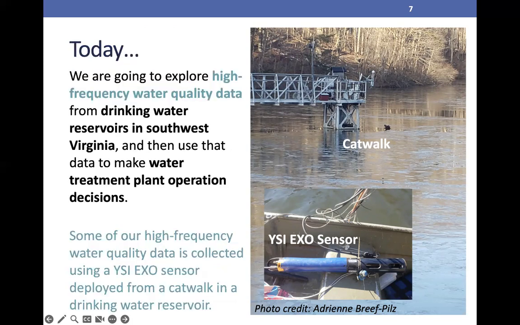Today, we are going to explore high-frequency water quality data from drinking water reservoirs in Southwest Virginia, and then use that data to make water treatment plant operation decisions. For the module, students will explore high-frequency water quality data collected using several different sensors. For example, some of the data are collected using a YSI XO sensor, which is pictured on the bottom right of the slide. This sensor is deployed at a fixed depth in the reservoir attached to a catwalk. In this module, students will work with turbidity data collected by this sensor.